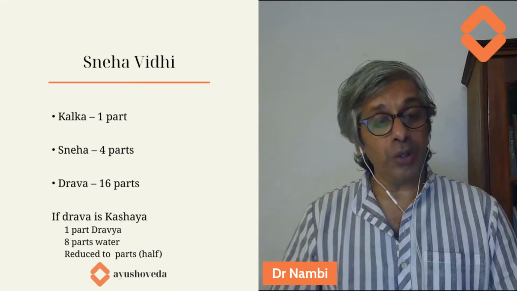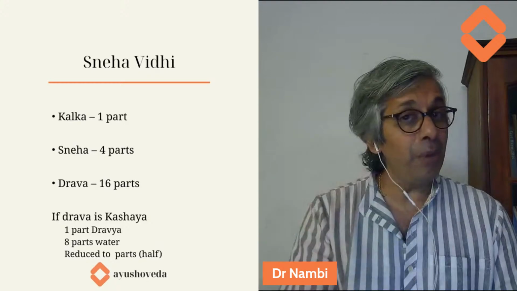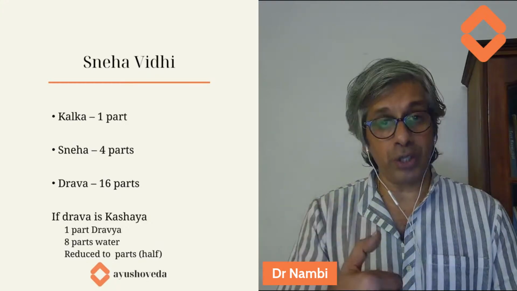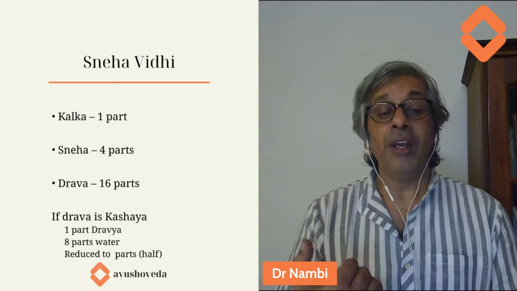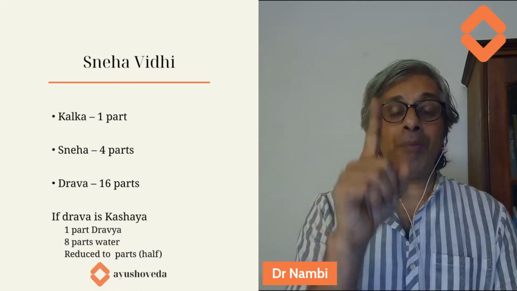So the dravya is 16 parts. If you are using some juice or milk, it is directly 16 parts. But if you have to make a kashaya, that is a decoction. For that, again you take bala, one part of bala.